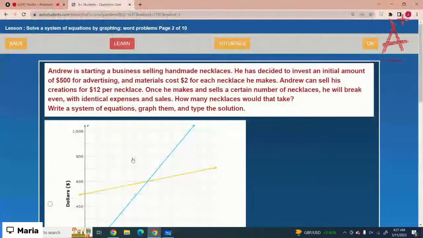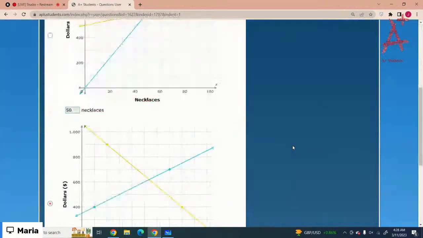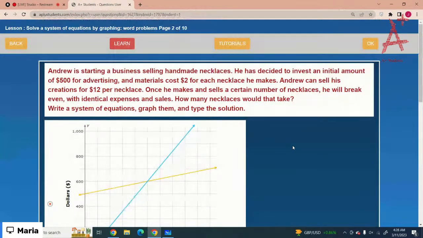The second would be: Andrew can sell his creation for $12 per necklace. Once he makes and sells a certain number of necklaces, he will break even with identical expenses and sales. How many necklaces would that take? That means the equation is 12x, since the price is $12 per necklace. Got it?